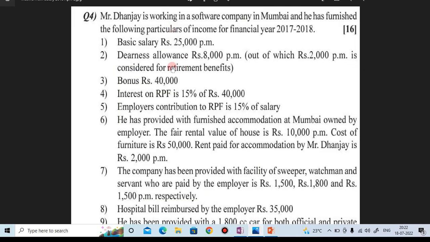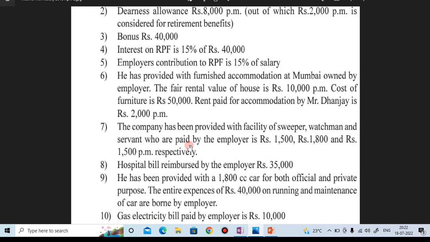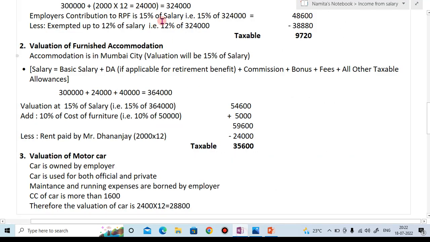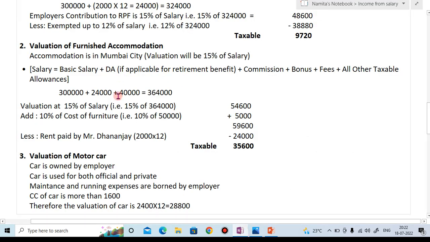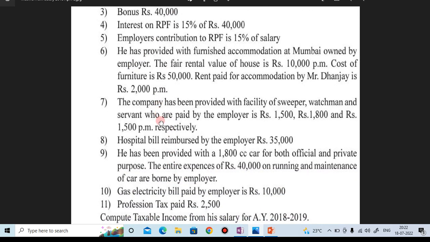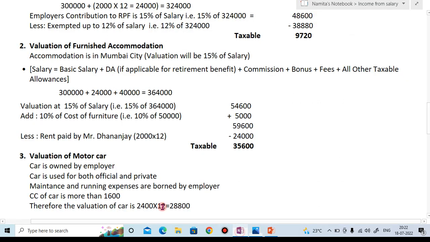Is there any commission in the question? No, commission is not there. Okay, leave it. Then after commission, what is there? Bonus. So is there any bonus in the question? Yes, bonus is how much? 40,000 rupees. Then add 40,000 rupees. Plus fees. Is there any fees? No, there is no fees in the question.